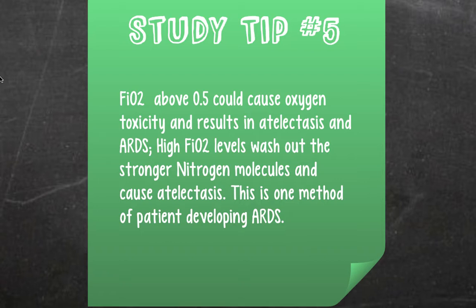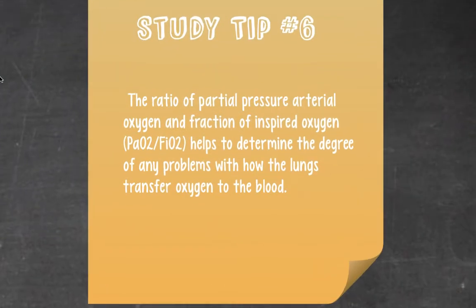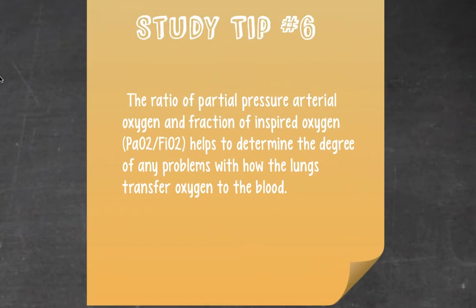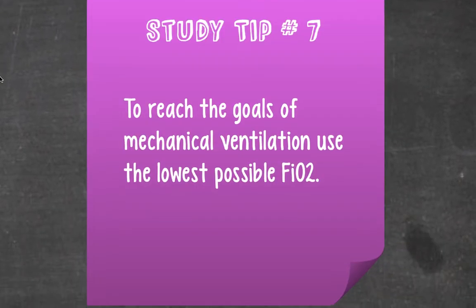High FiO2 levels wash out the stronger nitrogen molecules and cause atelectasis. This is one method by which a patient develops acute respiratory distress syndrome. Tip number 6. The ratio of partial pressure of arterial oxygen and fraction of inspired oxygen (PaO2 over FiO2) helps to determine the degree of any problems with how the lungs transfer oxygen to the blood. Tip number 7. To reach the goals of mechanical ventilation, you should use the lowest possible FiO2.